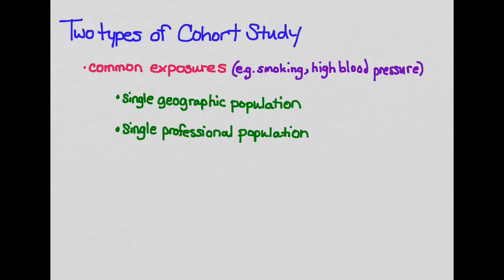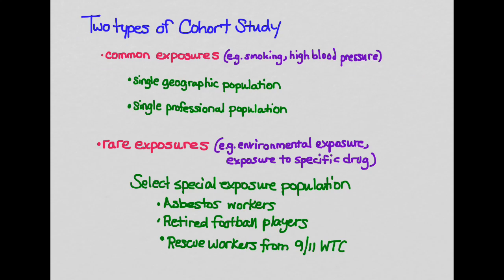The other type of situation in which a cohort study can be helpful is, ironically enough, the opposite. When you have a rare exposure, you can create a special cohort to study that rare exposure, the consequences of that exposure. In this case, we're talking about asbestos workers or retired football players, looking at mild traumatic brain injury. You're not going to look at that throughout the whole population, but you would pick a cohort where you might expect to see that outcome more frequently.